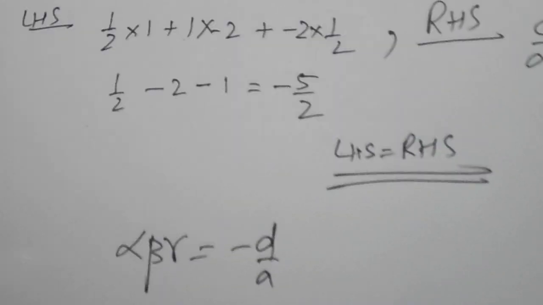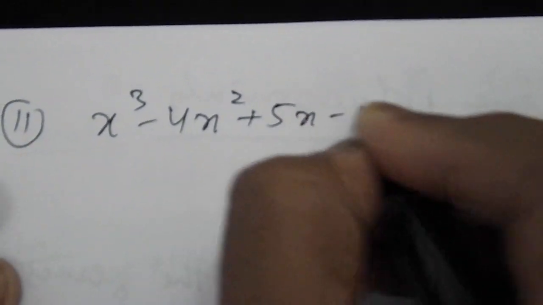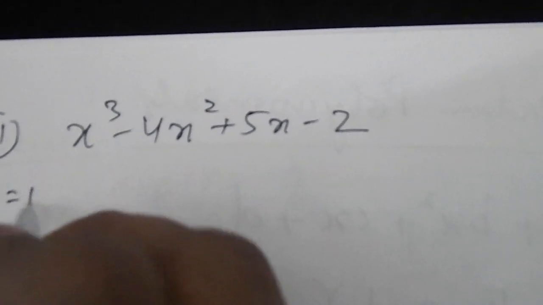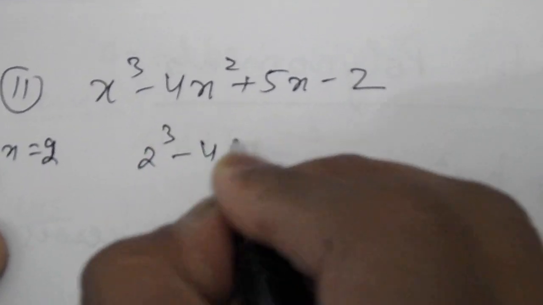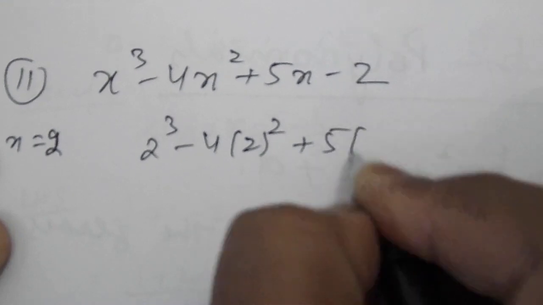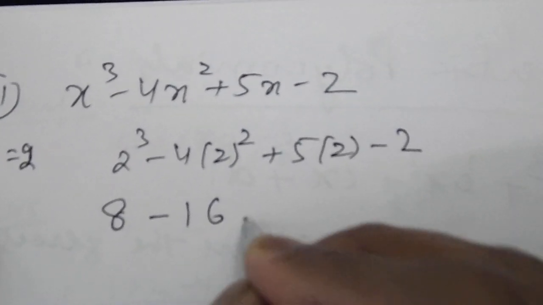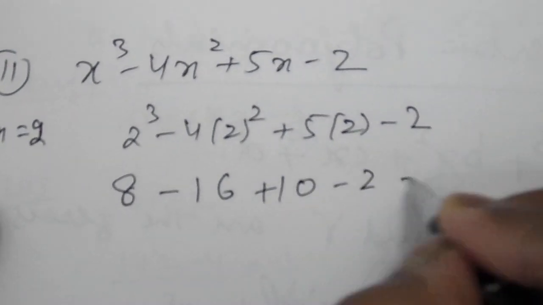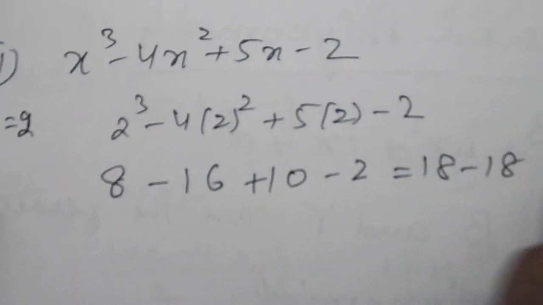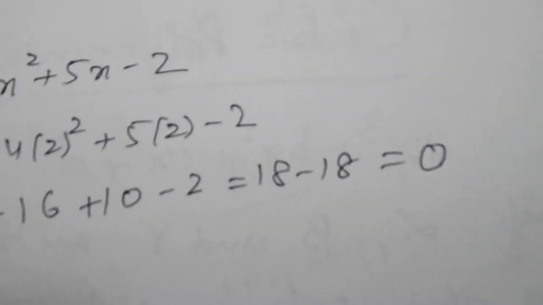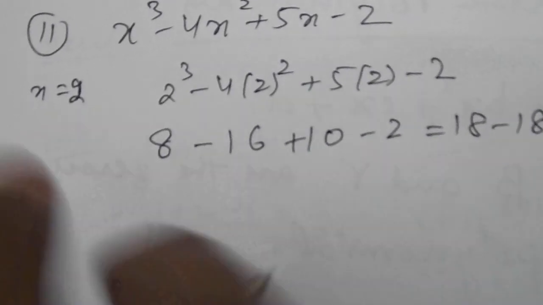Now moving on to the second part of the same question. The question is x cube minus 4x square plus 5x minus 2. One of the zeros is given as 2. So we put 2 over here. So we'll get 2 cube minus 4 into 2 square plus 5 into 2 minus 2. This gives us 8 minus 16 plus 10 minus 2, which is 18 minus 18 is equal to 0. So if it is 0, x is equal to 2 is a zero of this polynomial.